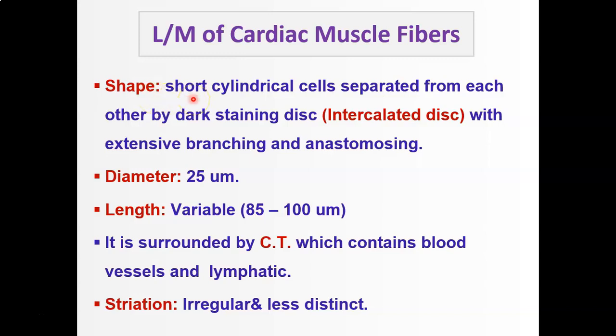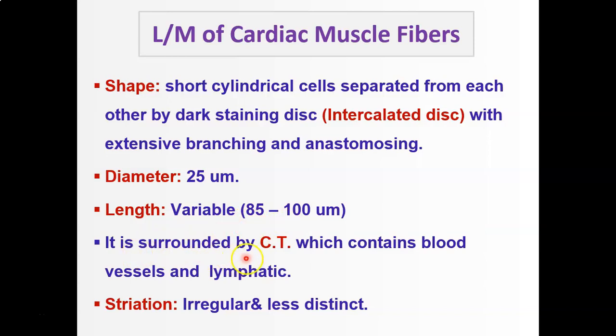Cardiac muscle is short cylindrical cells separated from each other by dark staining discs. We call it intercalated disc. Don't forget, intercalated disc with extensive branching and anastomosing. The diameter of cardiac muscle is 25 micrometers. The length of cardiac muscle is highly variable, from 85 to 100 micrometers.